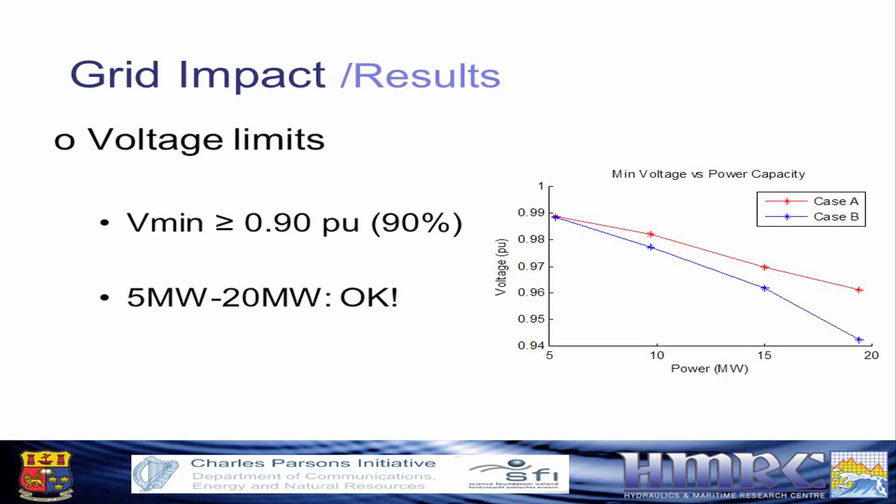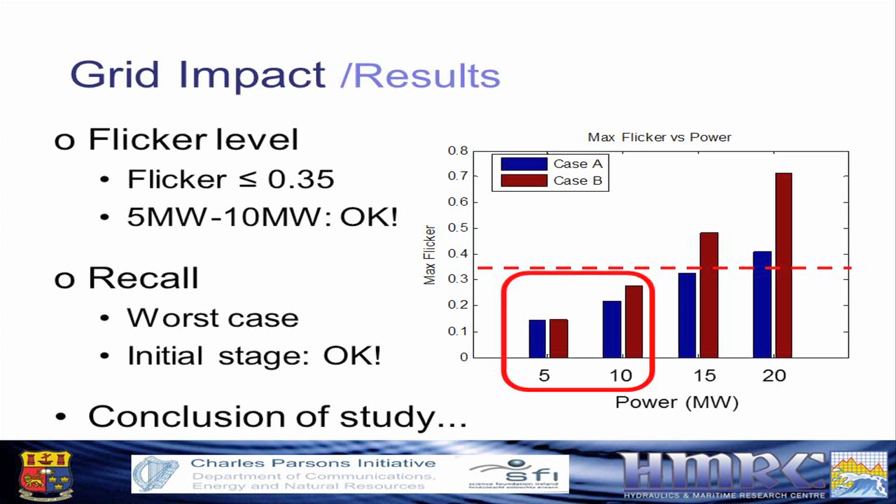And the same thing for the lower limit. The voltage in this case must always be above 0.9 per unit, which is 90% of the nominal value. So that's great. I mean, we didn't expect that. We expected voltage limits to be a concern, and that's not so. It's pretty fine. I told you about flicker level, and that's something we'll analyze.